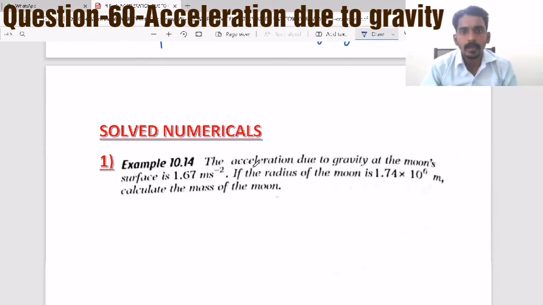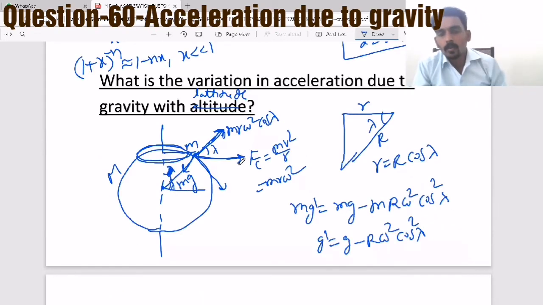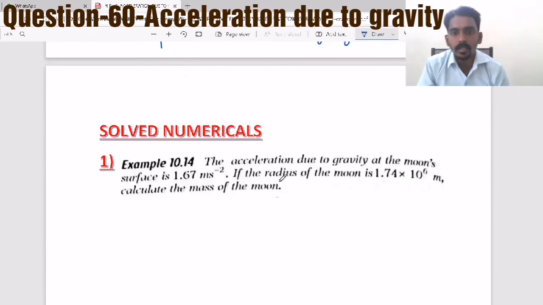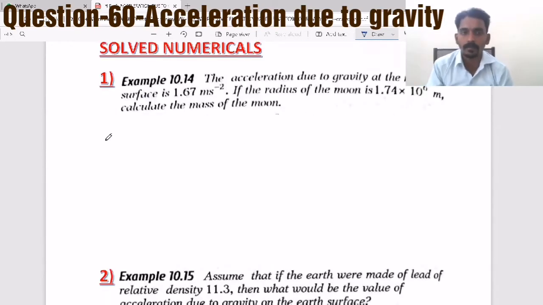Now, based on these things, meaning what the acceleration due to gravity is and how it varies, how we can compare acceleration due to gravity between two planets, and what its dependence is on height and depth as well as latitude, based on this, let's see how the questions will come.